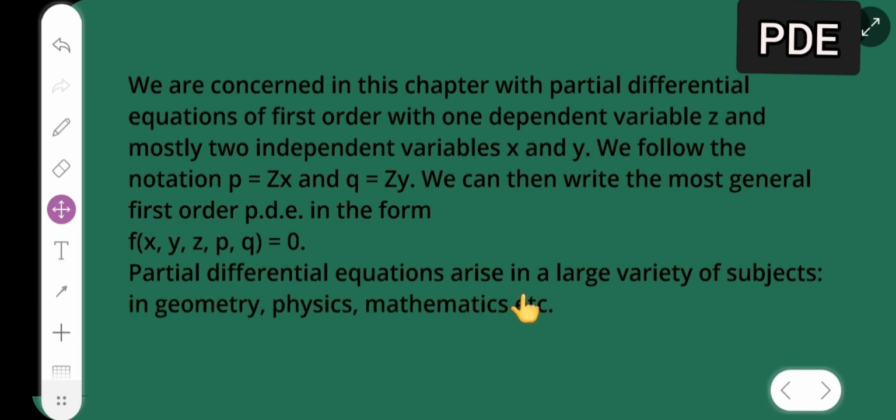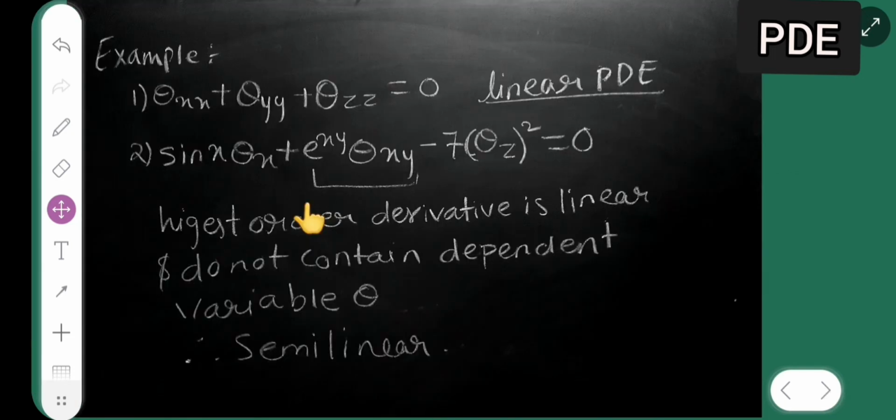Partial differential equations arise in a large variety of subjects in geometry, physics, mathematics and so on. So let me take some examples. The first example is this: theta xx plus theta yy plus theta zz is equal to 0.